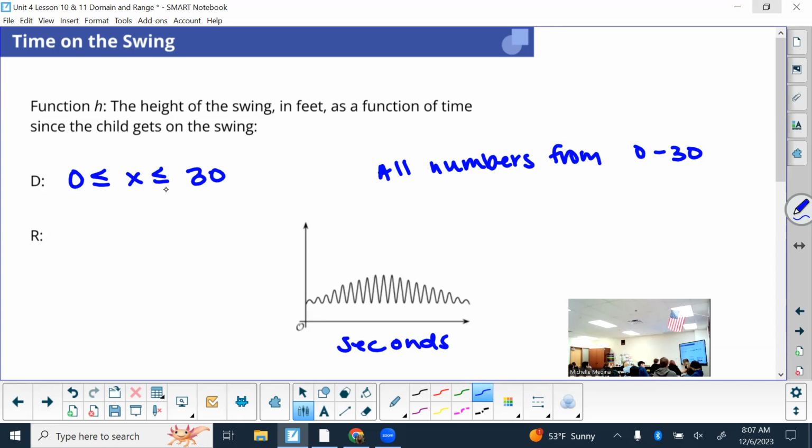Does that make sense? So this should be the same domain for all of them. Just so you know, because that's not changing. What's changing is what we're putting on the y. So for function H, what's going on the y?